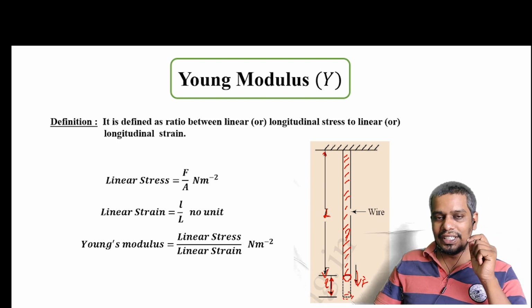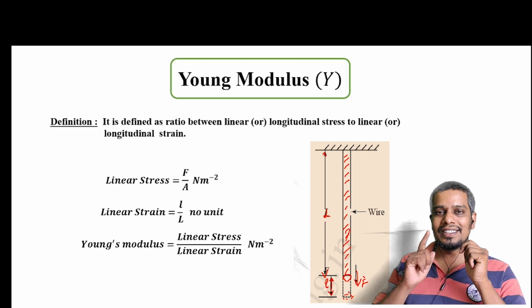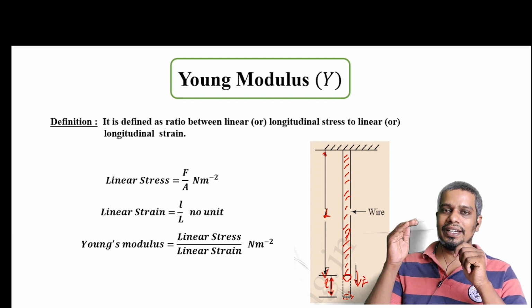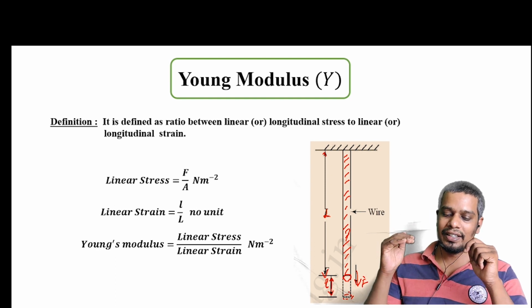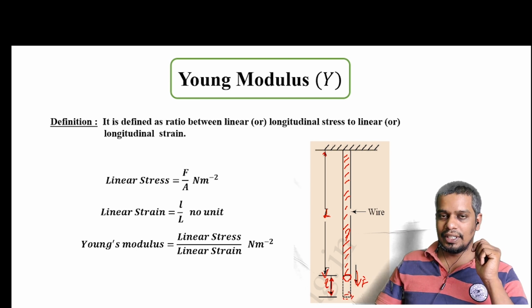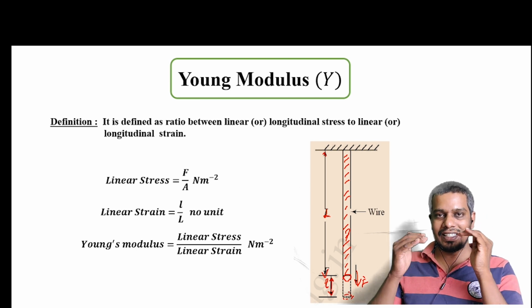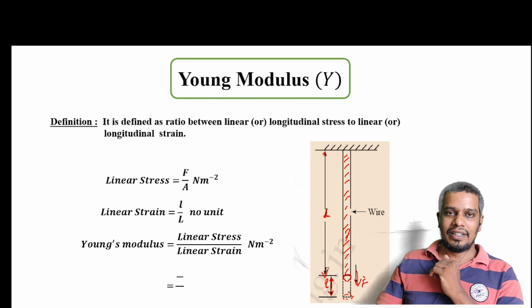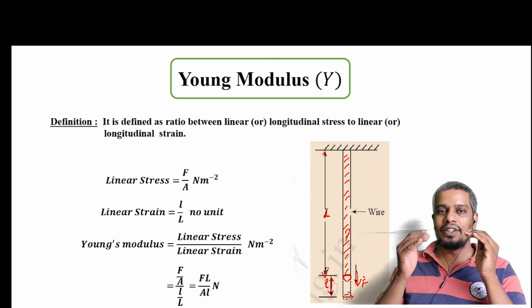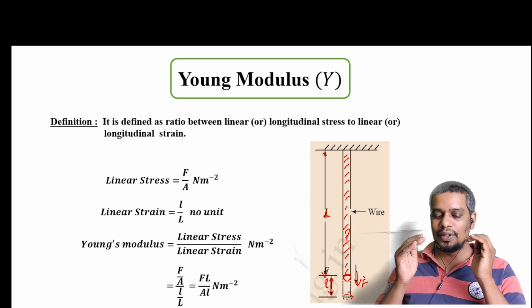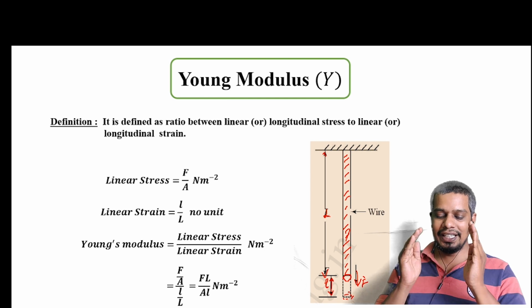Its unit is, because the strain has no unit, only the stress has a unit. The numerator part only has the unit Newton per meter square. If you substitute the linear stress and linear strain in the formula, F by A divided by l by L, equals F capital L divided by A small l.